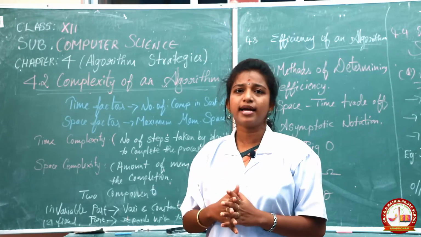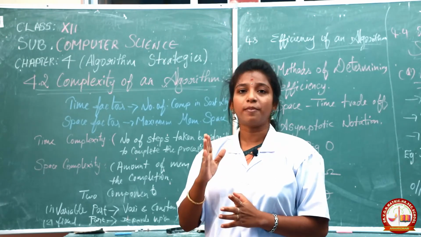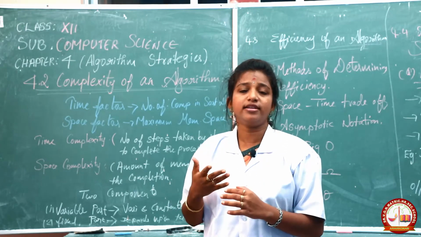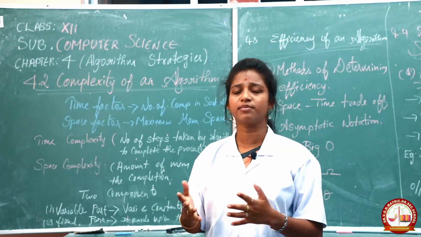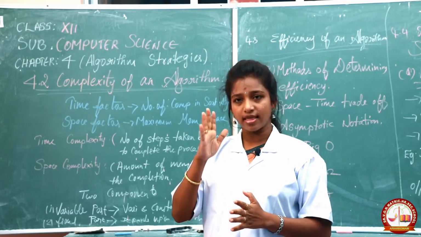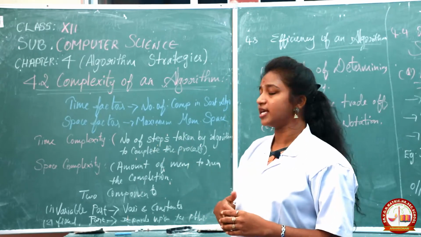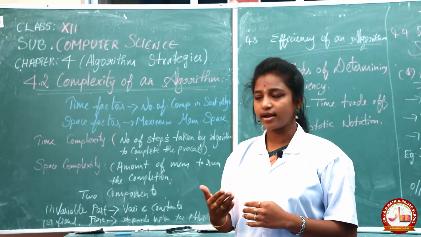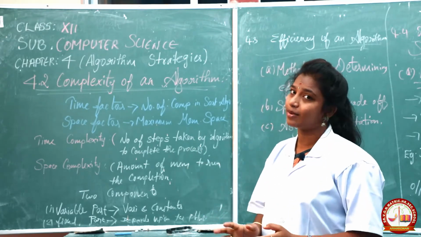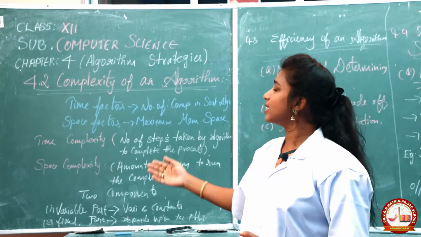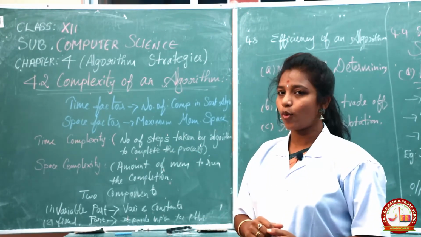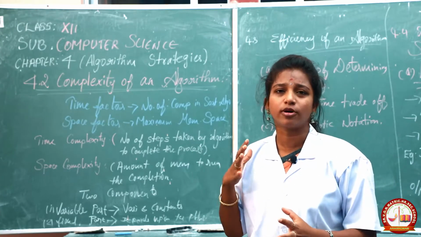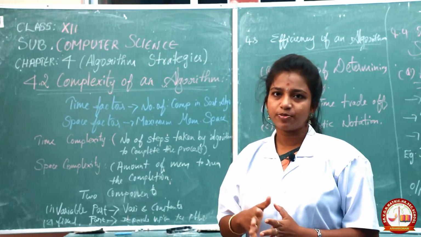For example, an algorithm is a step-by-step process to complete a specific task. We can write an algorithm for any process. As I said in the previous classes, we have time complexity, which is nothing but the number of steps needed to run an algorithm and complete the process. The second one is space complexity: the amount of memory needed to complete the process.